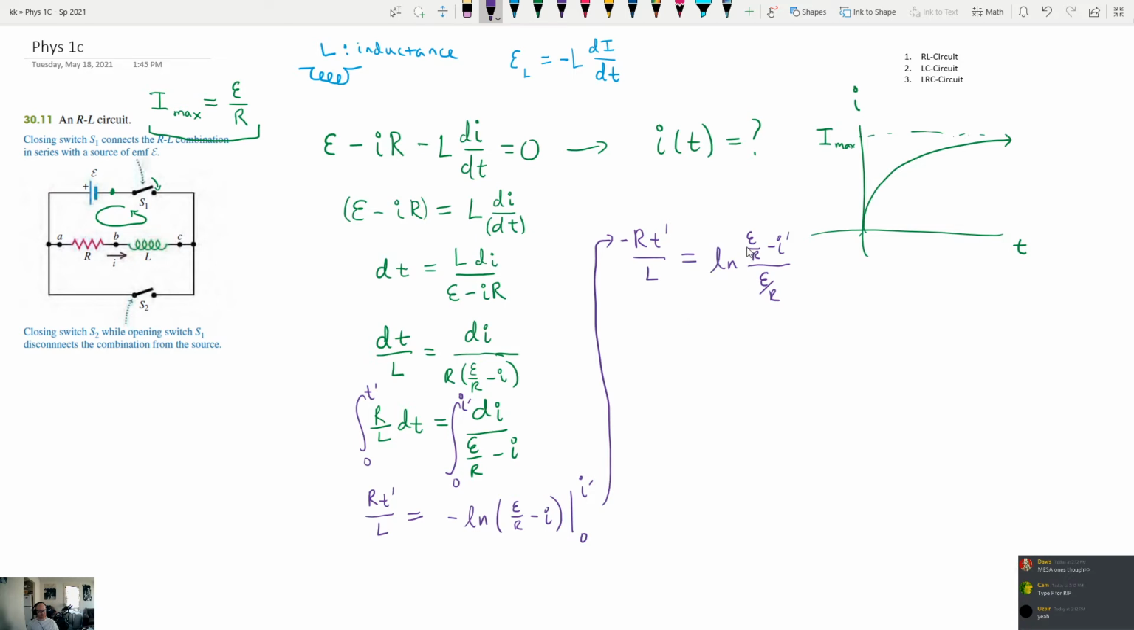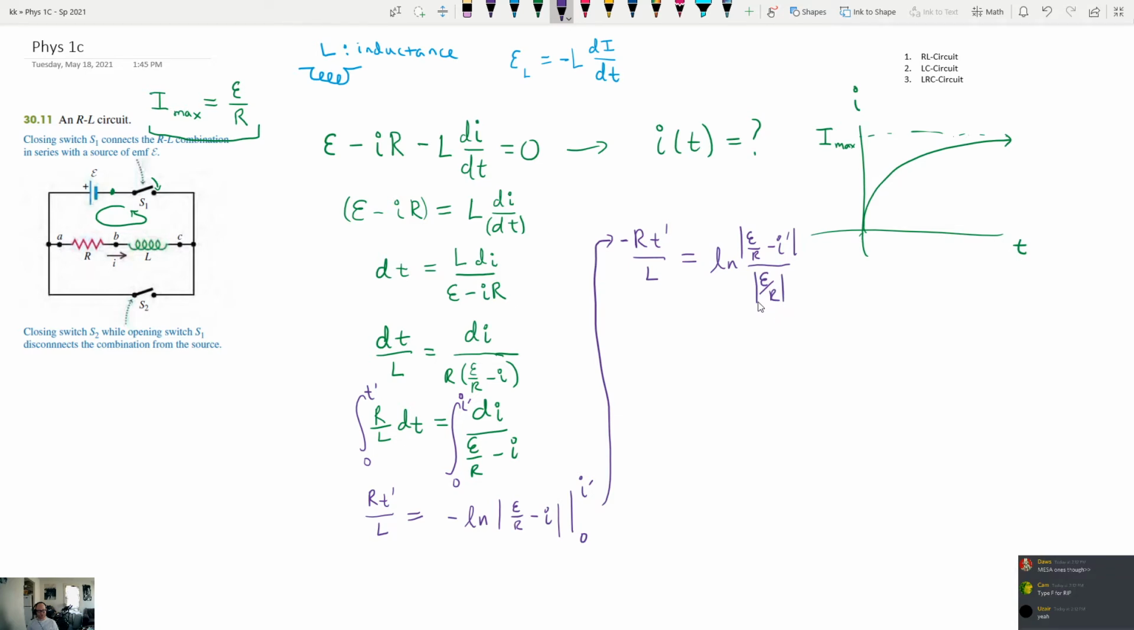Is that accurate? Yeah. Yep. Let's just do it the right way. E over R is the max. Yeah, it's always a positive quantity, so it's always positive. So it doesn't matter, but at the same time, it also doesn't hurt to do this.